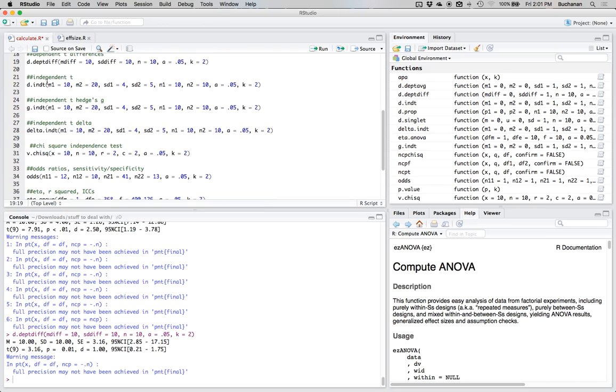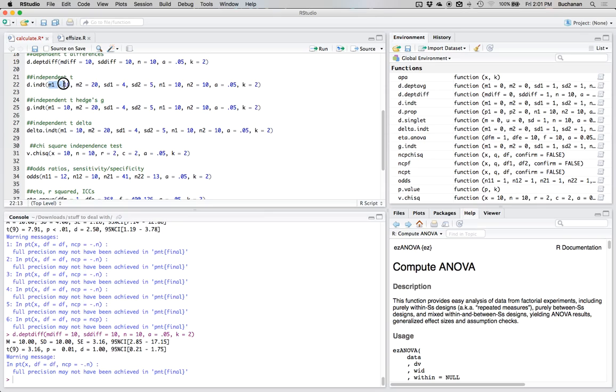All right, so the next one now is independent t. I got mean 1, mean 2, standard deviation 1 and 2, and n1 and n2. So there's two totally separate groups, so you have to enter all of those numbers for this to work accurately, but then alpha and k are the same.